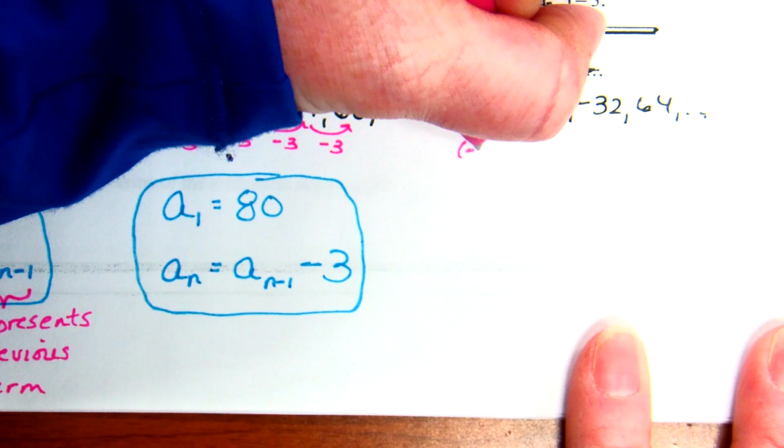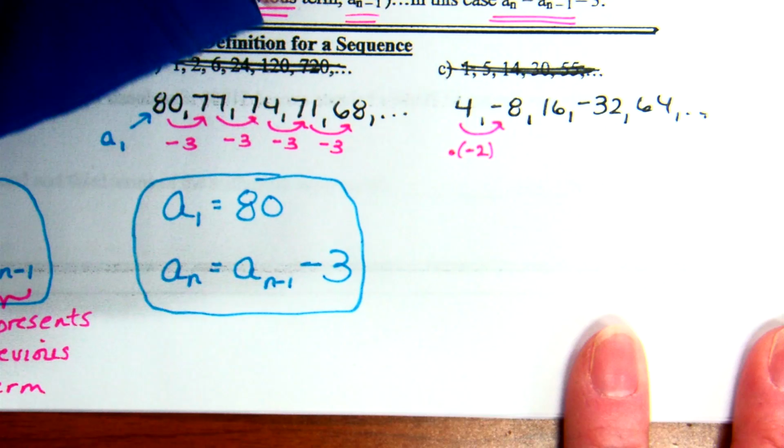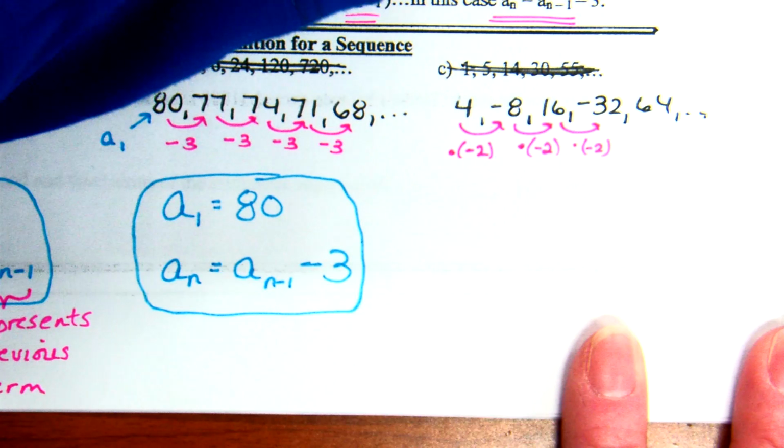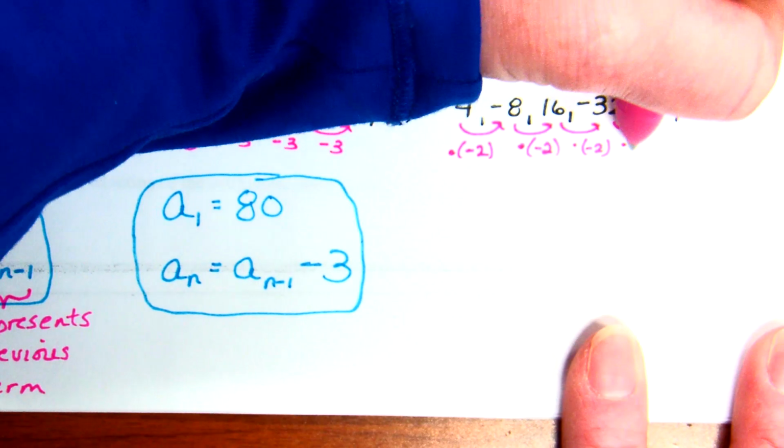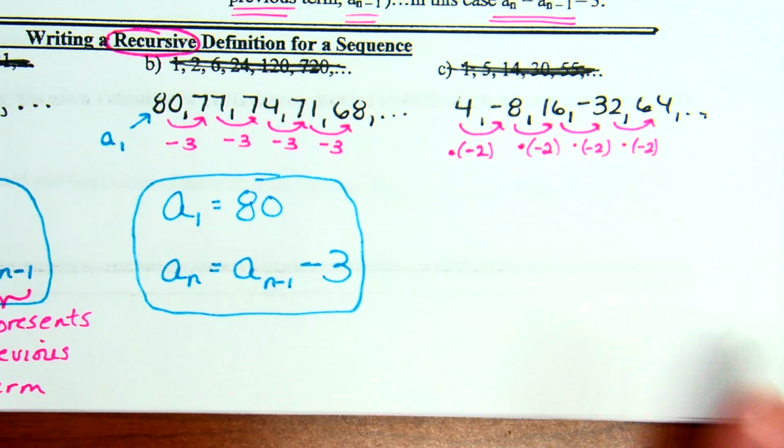So yes, check it out. 4 times negative 2 is negative 8. Negative 8 times negative 2, positive 16. 16 times negative 2, negative 32. Negative 2 times negative 32, positive 64. Sounds good to me.